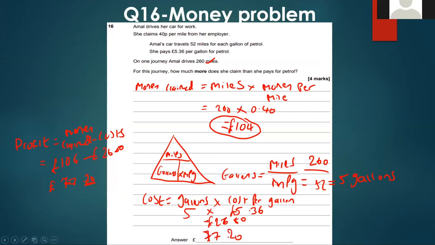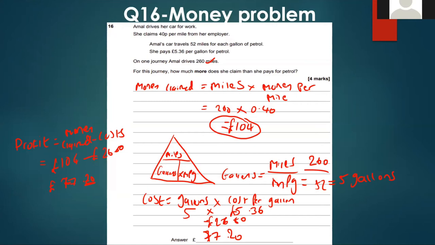What I've worked out is the money that she actually claimed. I've done that by looking at how many miles she travels. She claims 40p per mile from her employer, so that part is done. She can do 52 miles for each gallon of petrol. She's travelling 260 miles and doing 40p per mile. So do that, and that gives me 104.